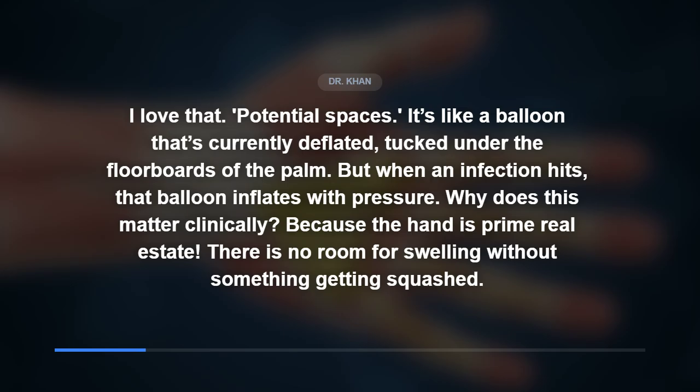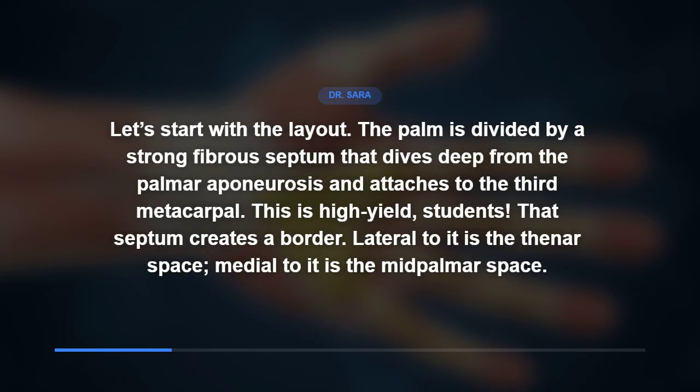It's like a balloon that's currently deflated, tucked under the floorboards of the palm. But when an infection hits, that balloon inflates with pressure. Why does this matter clinically? Because the hand is prime real estate. There is no room for swelling without something getting squashed.